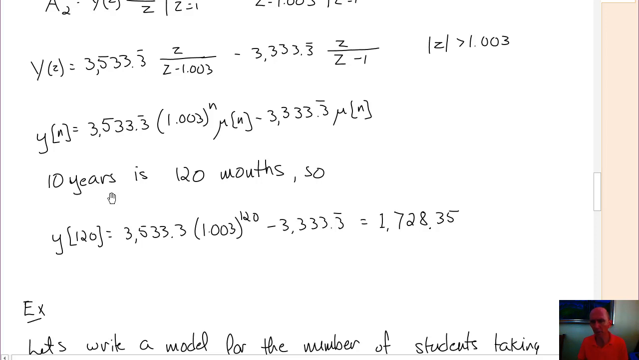Now in 10 years, it's equal to 120 months, and since n is the months, we'd calculate y of 120, so we'd get basically this. Substitute n equal to 120, and we see that we have $1,728 in the account, which after 10 years, only having $1,700 in the account doesn't seem to be the best way. What I'm trying to say is either you have to deposit more than 10 bucks a month, or you have to look for a higher interest rate.